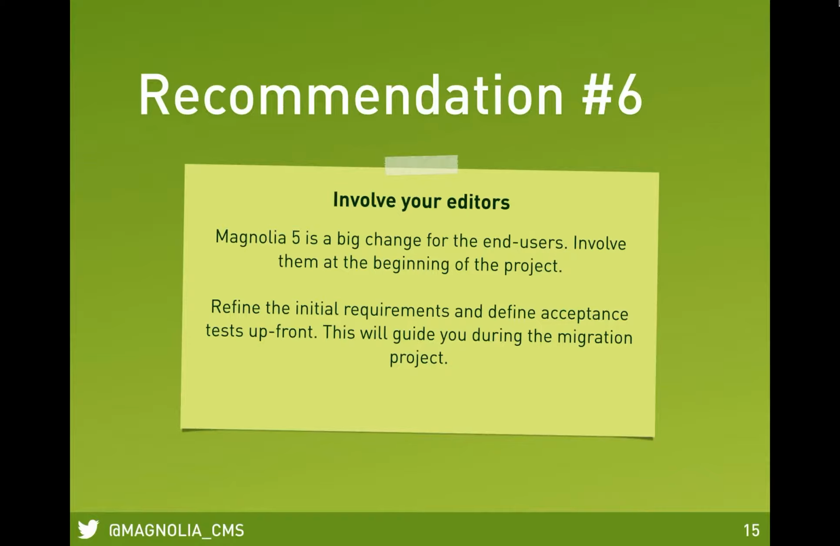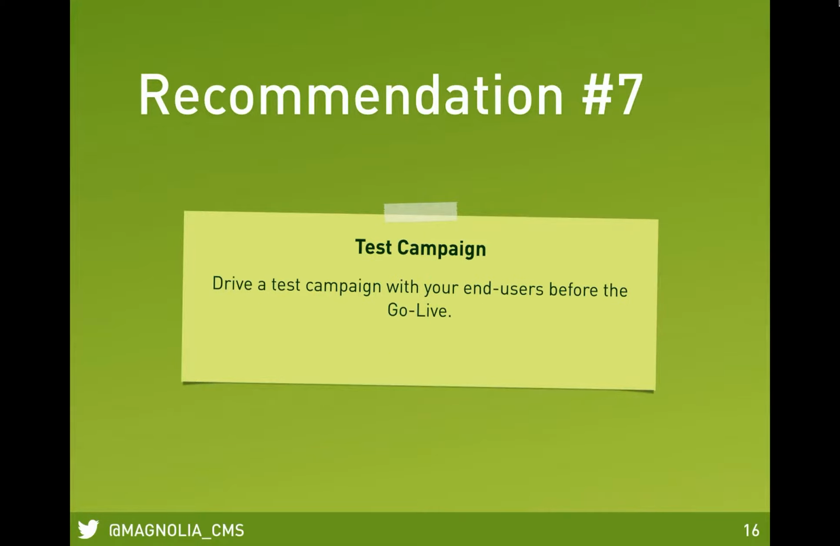You should also involve your editors and end users as soon as possible in the project, especially if you migrate to Magnolia 5. This is a big change for them, and if you involve them at the beginning, it's a good way to refine the initial requirements or try to define acceptance tests. Then at the end, when everything is ready, just before the go-live, you can also run a test campaign involving your end users again.